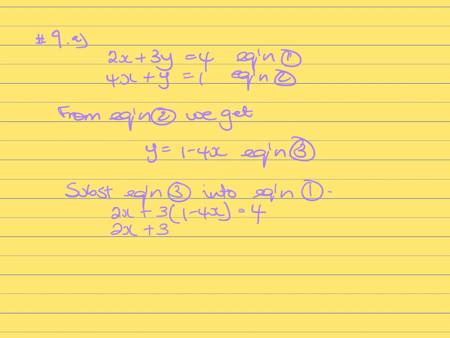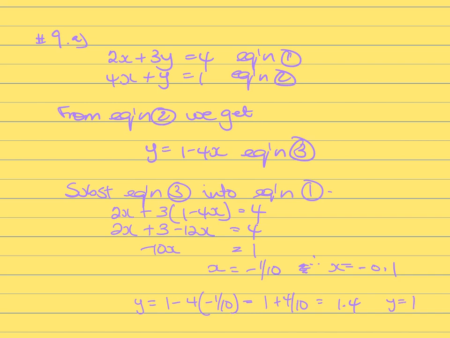2x plus 3 minus 12x equal 4. Minus 10x is equal to 1, x is equal to minus 1 over 10. Substitute that into any of the equations above. I'll get that y is equal to 1 minus 4 by minus 1 over 10, which gives me 1 plus 4 over 10, which gives me 1.4. So x is equal to minus 0.1 and y is equal to 1.4.